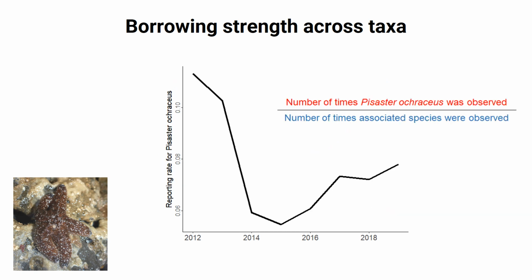When we look at observations of the ochre sea star as a function of observations of species associated with it, we get the proportional rate of observation for the species on iNaturalist, also known as the reporting rate. This trend now looks much closer to what we would expect for the species on the California coast, with a large decline in the species numbers due to the strong negative impacts of sea star wasting disease.